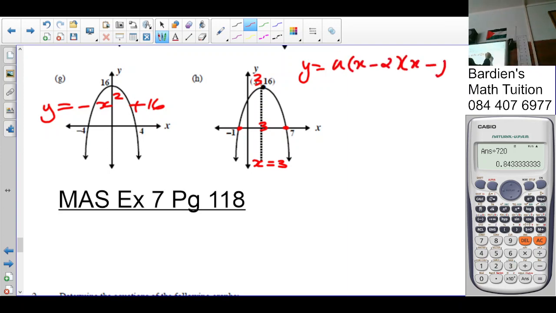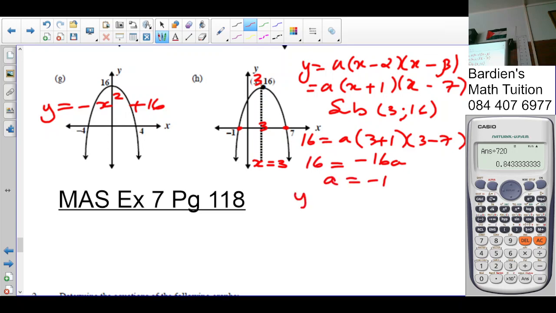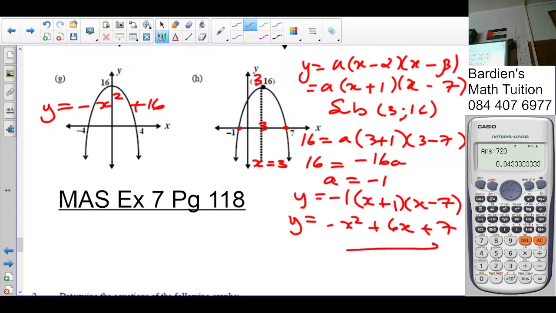So we have y equals a into x plus 1, x minus 7. Now we'll substitute the turning point, which is 3 and 16. So 16 is equal to a into 3 plus 1, 3 minus 7. So it's 4, 4 times negative 4 is negative 16 a. So a is negative 1. So y is equal to negative 1 into x plus 1, x minus 7, which now gives us y is equal to negative x squared plus 6x plus 7.